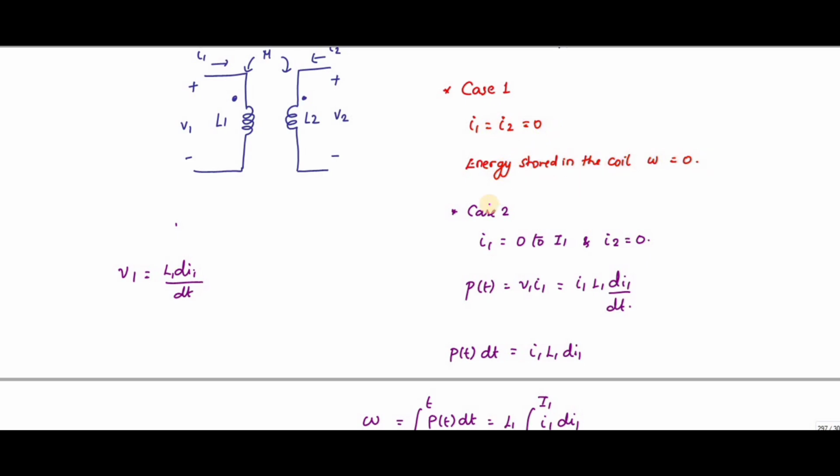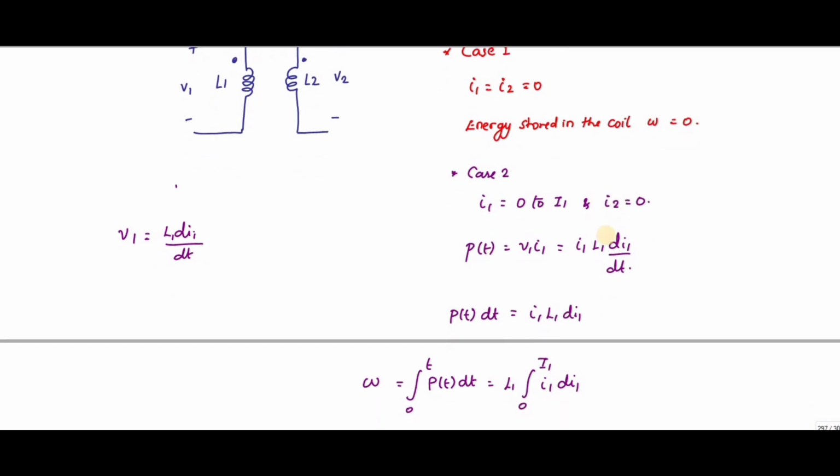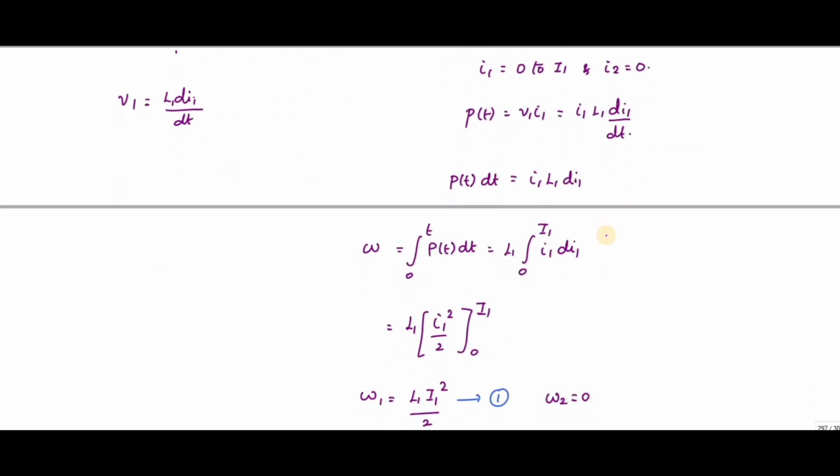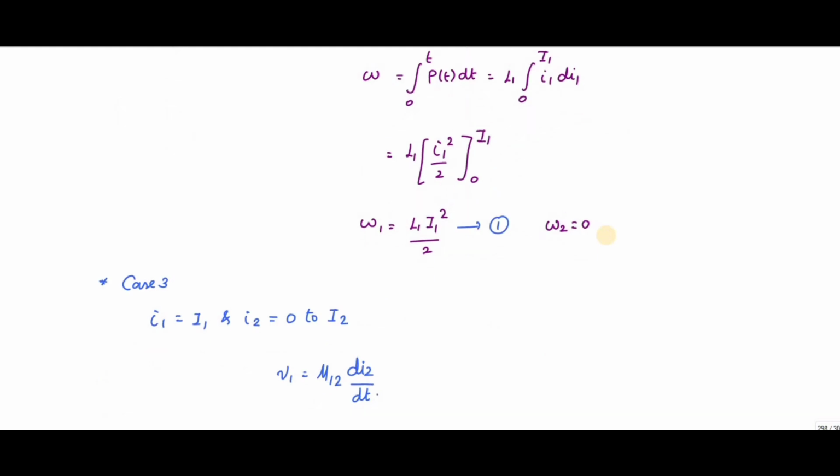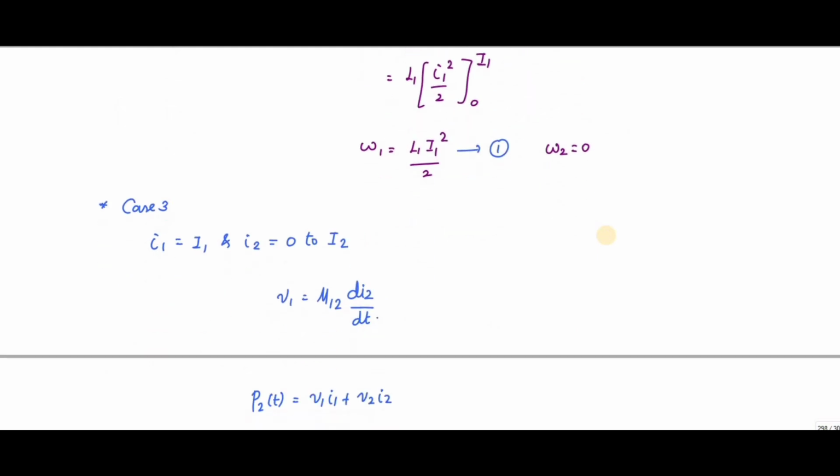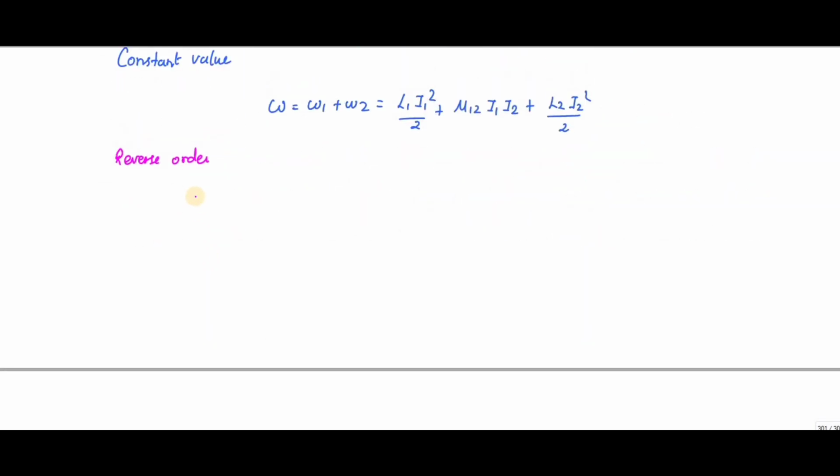For case 2, I2 is changing from 0 to I2, and I1 is equal to 0. If that is the case, what will happen? I will get omega 2. For case 1, there is no energy, right? For case 1, omega is 0, which means I1 and I2 are equal to 0.